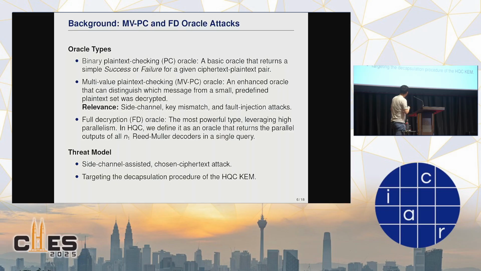So for the attack, we consider a side channel assisted chosen ciphertext attack, which means that we assume there is a device running this decapsulation procedure for this HQC KEM, and the adversary crafts the chosen ciphertext and sends it to the device. The adversary also measures the side channel leakages and tries to create this oracle and do full key recovery.